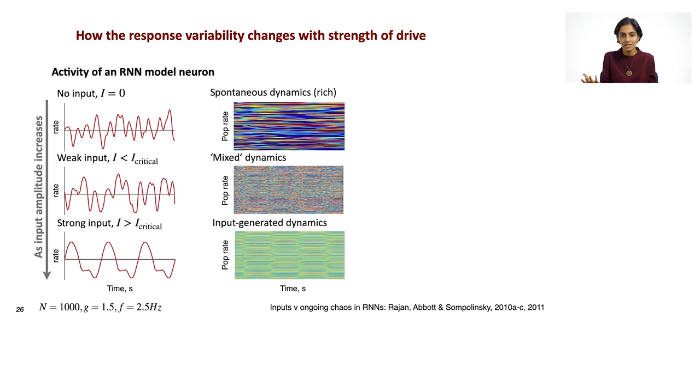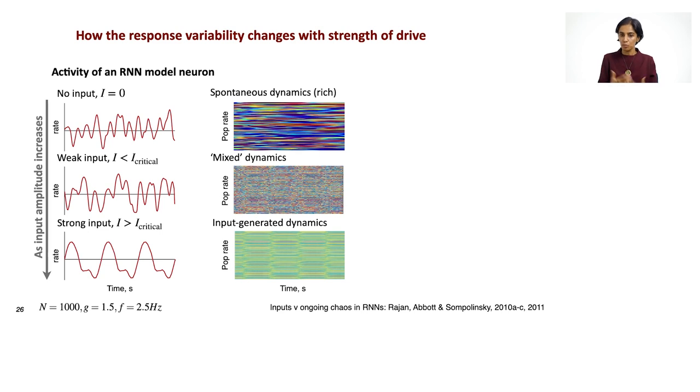The really interesting dynamical regime here is the one in the middle, where inputs are not strong enough that the network has undergone this phase transition, but you're very close to it. There's input-generated activity, but it's superimposed on rich, ongoing, spontaneous dynamics, which is very reminiscent of what occurs in neural circuits in the brain.